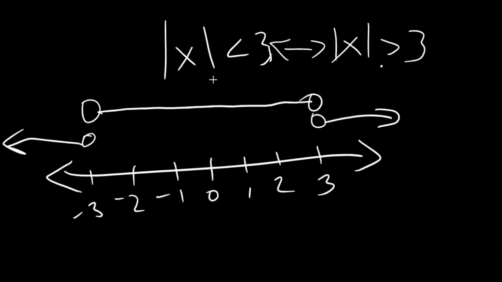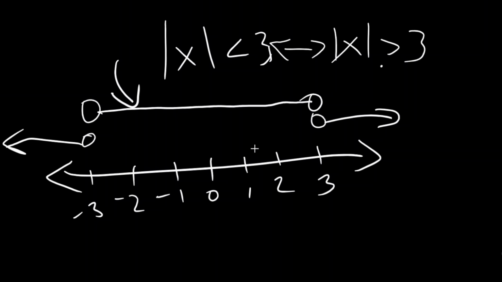Technically it could be equal to 3, but for our case, we just put an open circle here, and then for every other point, it should be considered the same. So to go over that one more time, you're basically saying, hey, where's the absolute value of x greater than 3? And wherever the absolute value of x is not greater than 3, it's probably going to be less than 3. So that's how you can get this graph.